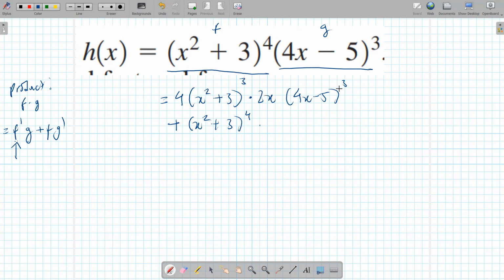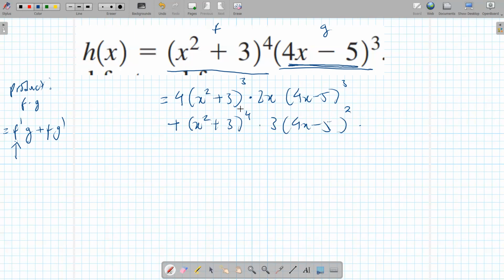Bring the 3 to the front. Yeah. And what's the new power? Squared. Yep. What do you multiply this by? Just look for the derivative of the inside bit. What's the derivative of 4x minus 5?